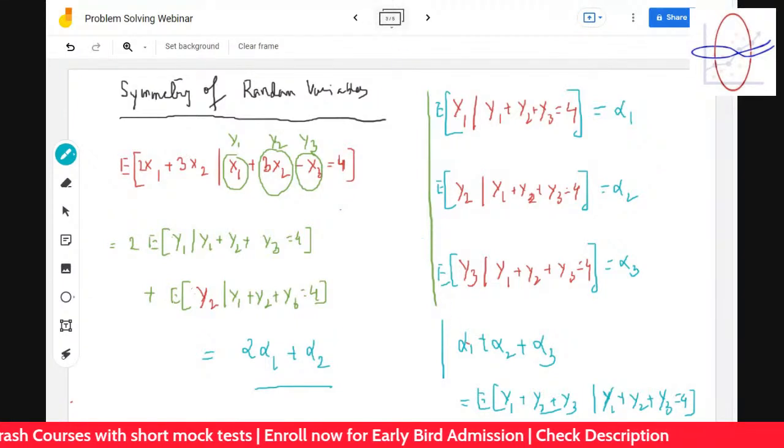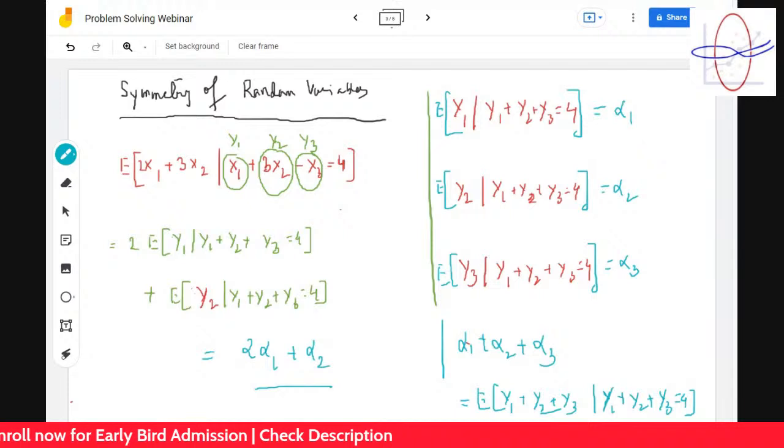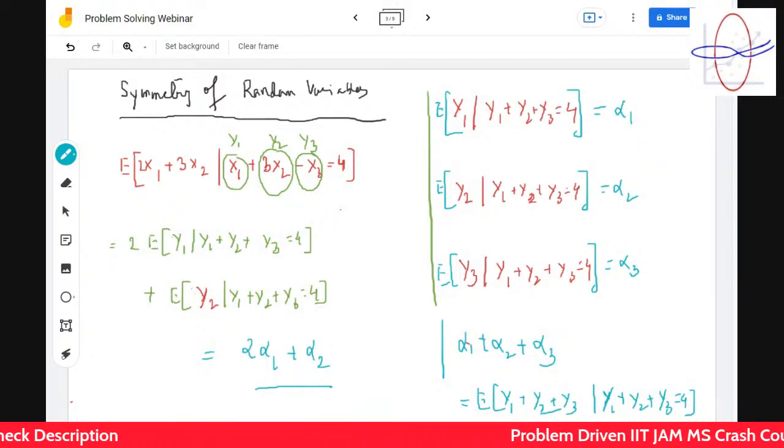All of you understood this? All of you understood this idea? Alpha 1 plus alpha 2 plus alpha 3 is coming out to be 4.